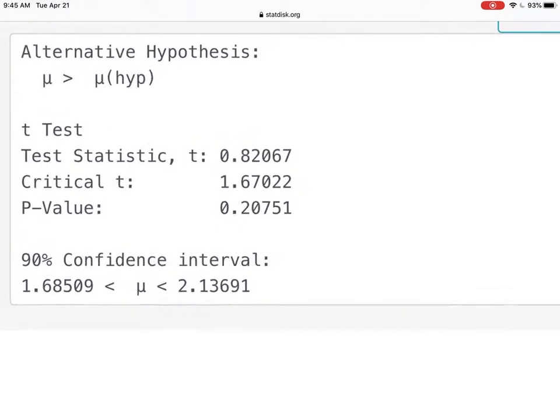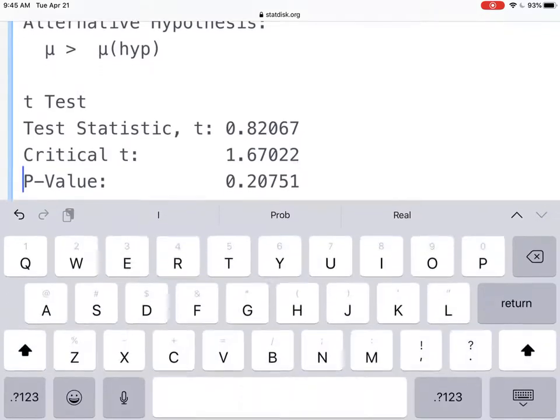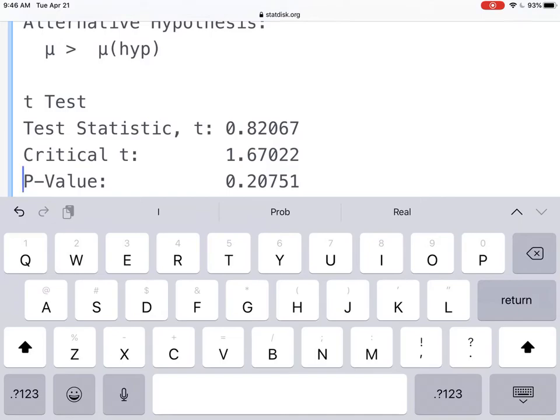Now I'm going to jump down to where it has the p-value. So it's the fourth thing down. We have our p-value down here, and our p-value there is 0.2075 if we go to 4 places. So 0.2075. I'm going to go back to our example, and we're going to use that p-value to make a conclusion.